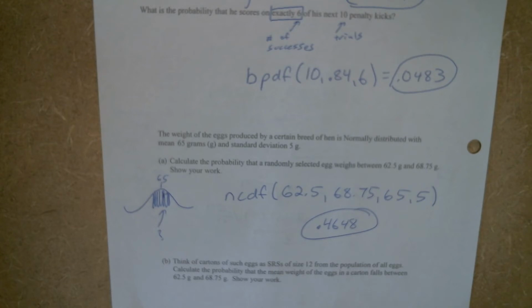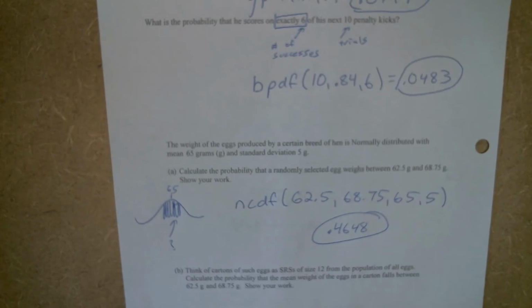And then part B says, think of the carton of such eggs as an SRS of size 12 from the population of all eggs. Calculate the probability that the mean weight of the eggs in the carton falls between 62.5 and 68.75. So we're now coming up with our sampling distribution.